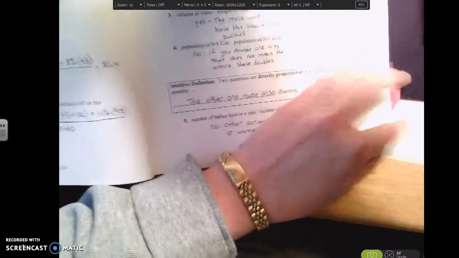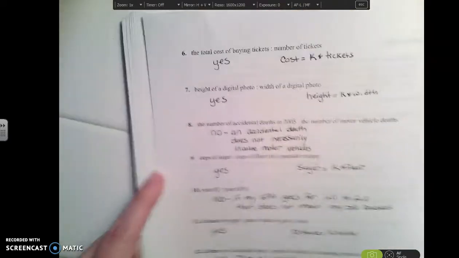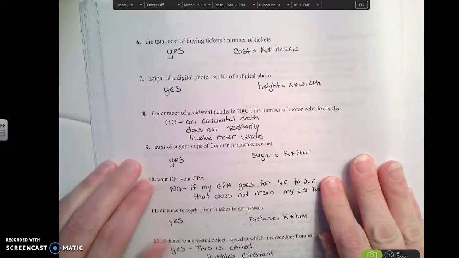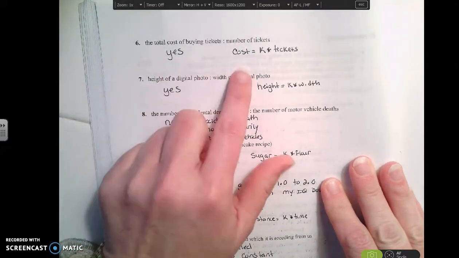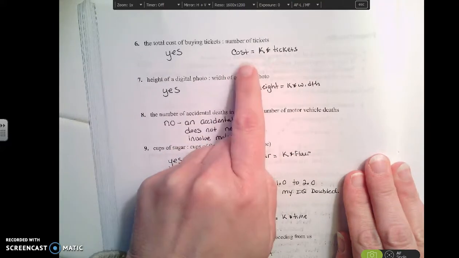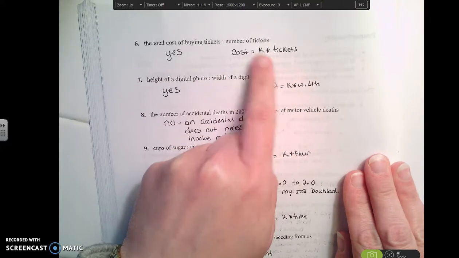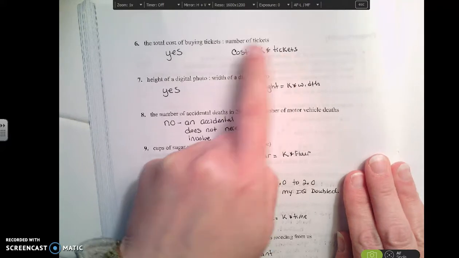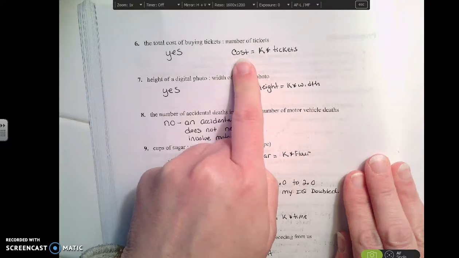Okay, our next one. Okay, so for this one we're talking about the cost of buying tickets and the number of tickets. So yes, they're proportional. Your cost is going to increase if you buy more tickets. So if I double the number of tickets I buy, then the cost is going to double. If I buy fewer tickets, then the cost is going to decrease by the same amount.